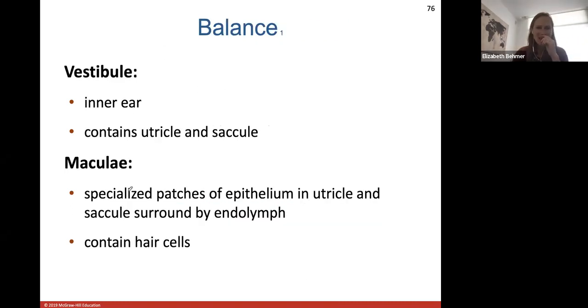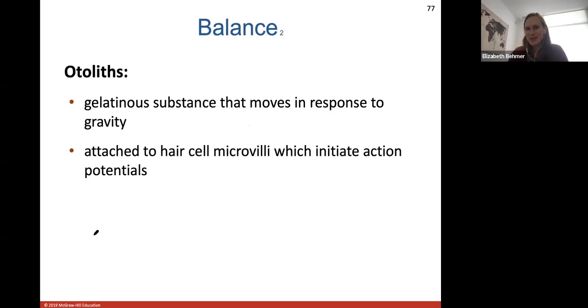So the balance itself, the vestibule, we'll talk about this. It's in the inner ear. The vestibule contains the utricle and the saccule. And the maculae are specialized patches of epithelium in the utricle and saccule that are surrounded by endolymph, and they will contain hair cells as well. Otoliths are a jelly-like substance that moves in response to gravity. They are attached to hair cell microvilli, which initiate an action potential.